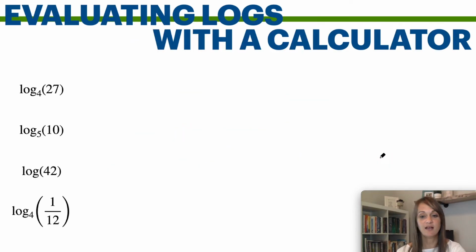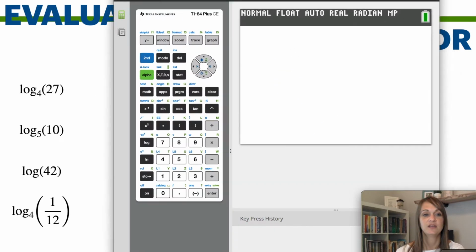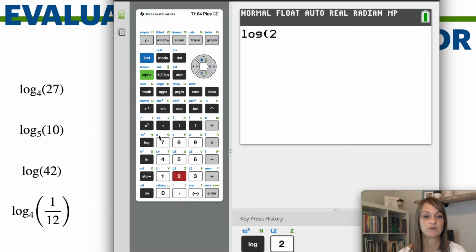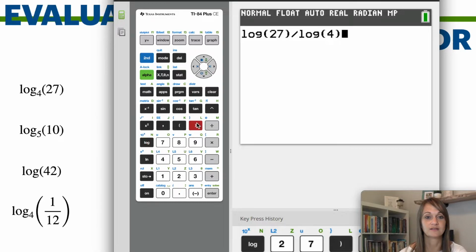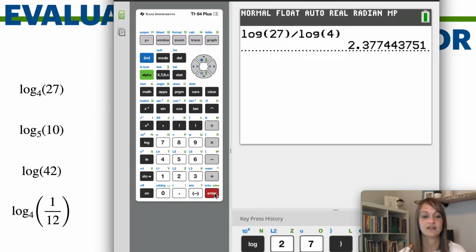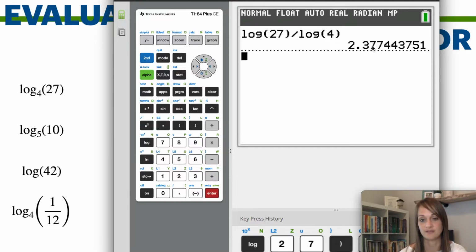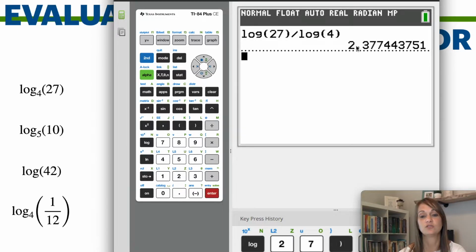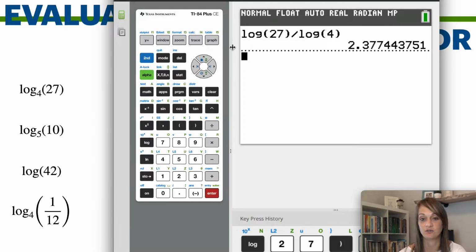Now to do it with a calculator, the way you would do it is called a change of base. So to find the log base 4 of 27, you would do log of 27. You must close the parentheses and then do log of 4 and then hit enter, and that is your answer. So log base 4 of 27 is 2.377. So if you think about it, 4 raised to the 2.377 is going to give you 27.